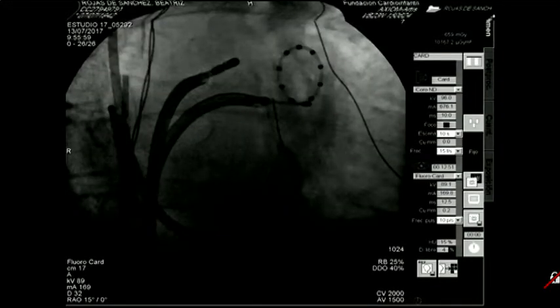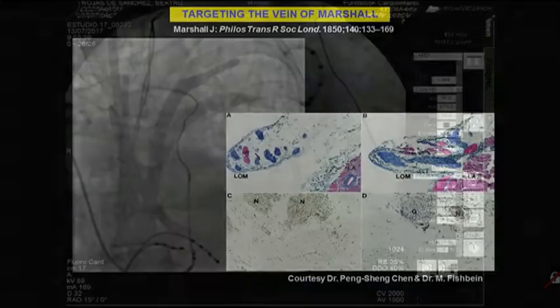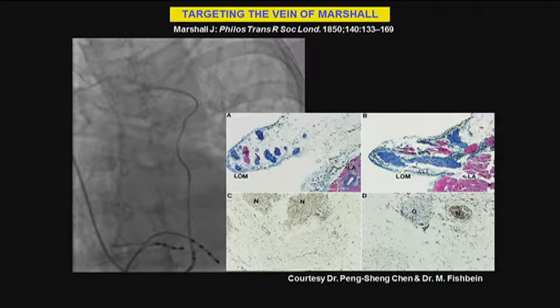Well, in fact, Miguel, we are not recording electrograms of Marshall's vein. No, this is the epicardic fibers in the lateral wall. We say it's the Marshall vein, but we have to make it clear.